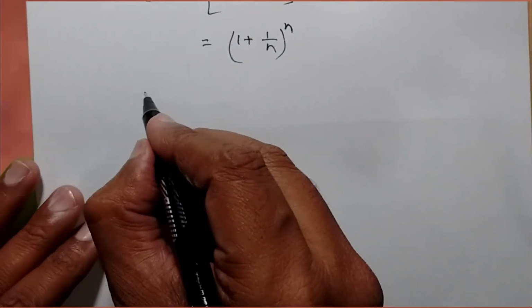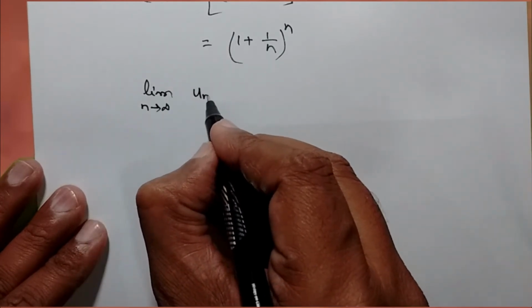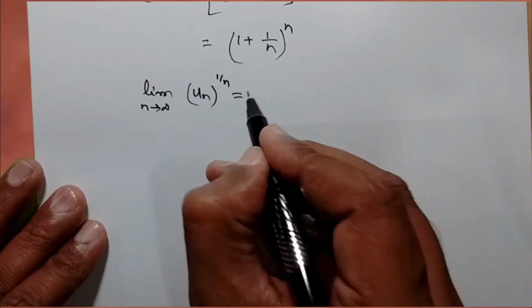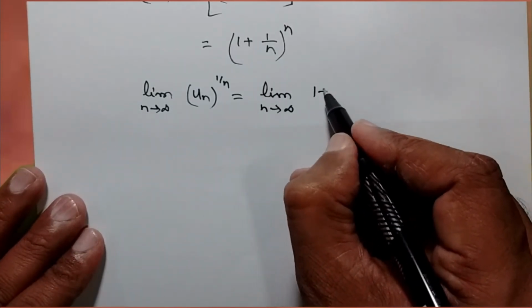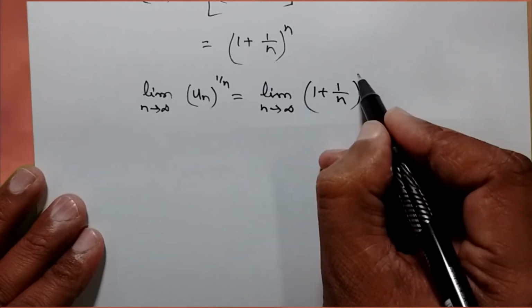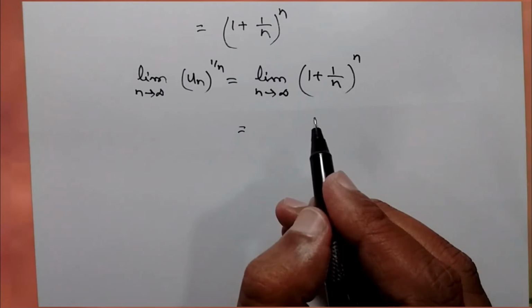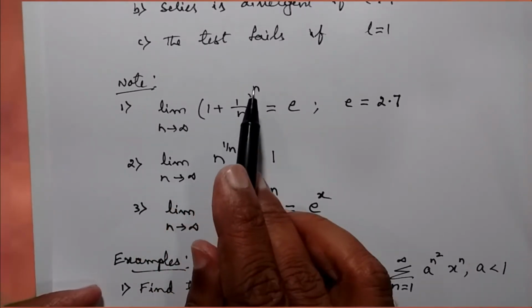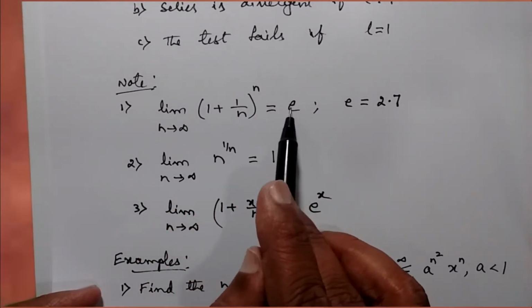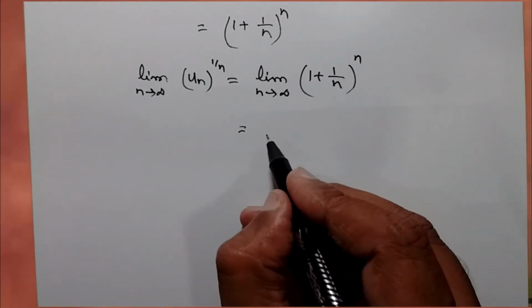Now you have to apply the limit on both sides. Limit as n tends to infinity un to the power of 1 by n is equal to, apply the limit on the right hand side, limit as n tends to infinity 1 plus 1 by n to the power of n. If you try to observe this, I have already shown you one result for this. If you can see the note here, limit as n tends to infinity 1 plus 1 by n whole power of n, what is its value? Its value is e. So directly you can take the formula. So its value is nothing but e over here.